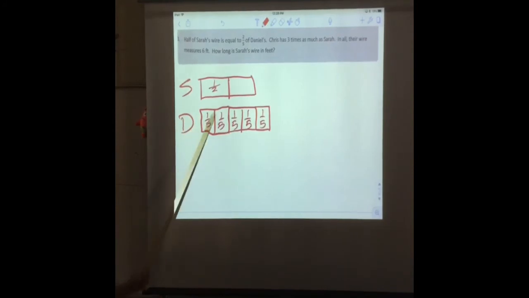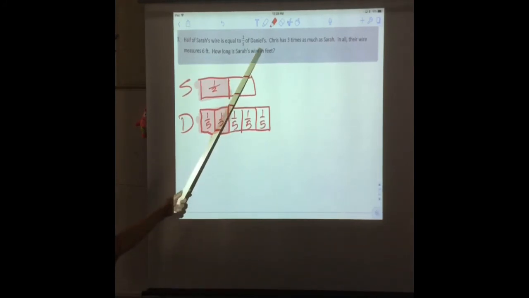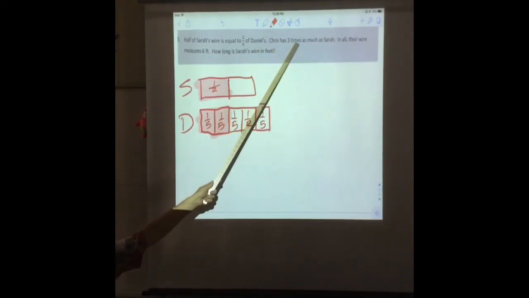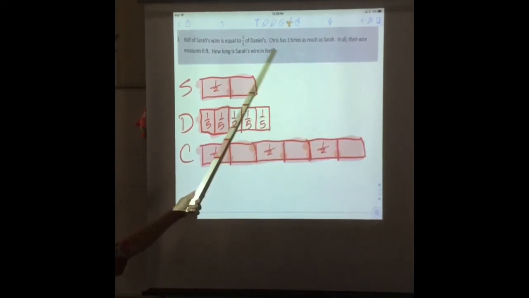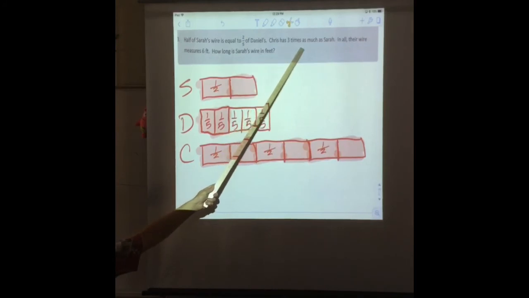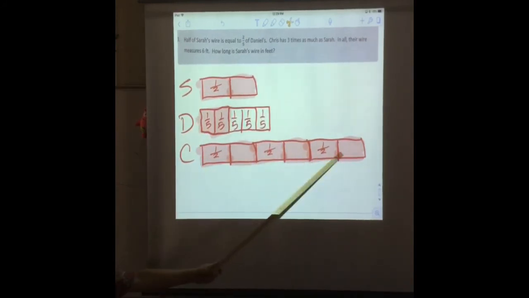Okay, so with Daniel's, we have 2/5 here is equal to 1/2. That's what it says. Half of Sarah's wire is equal to 2/5. Here's our 2/5 right here. And that's our half, right? And it says, now Chris has 3 times as much as Sarah. As you can see, it says Chris has 3 times as much as Sarah. This is Sarah's, and this is Chris's.